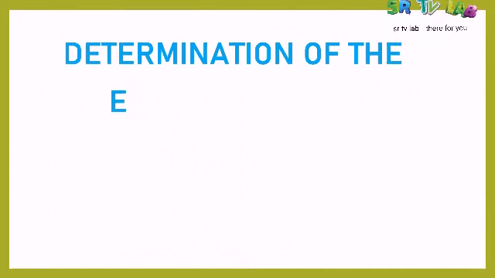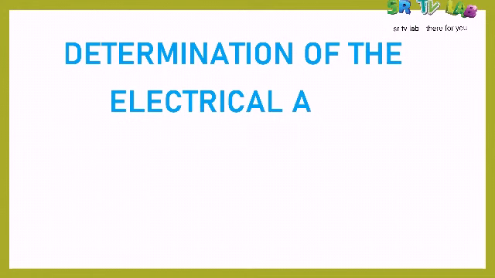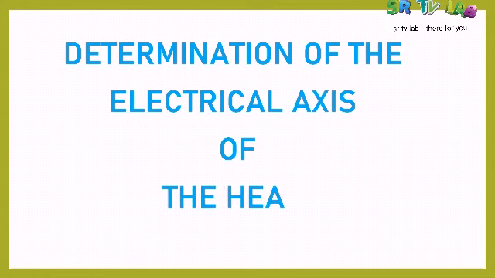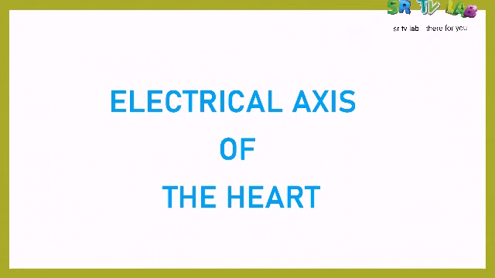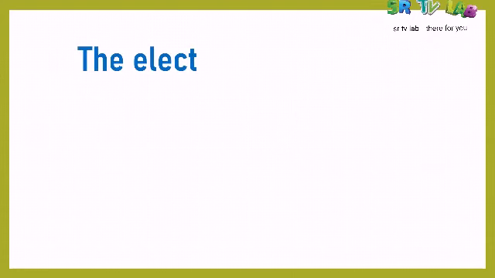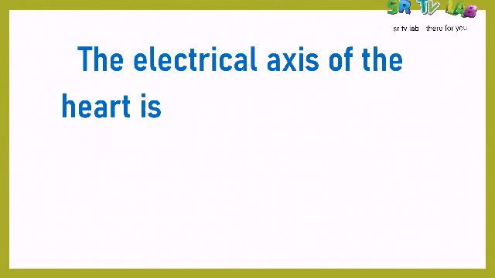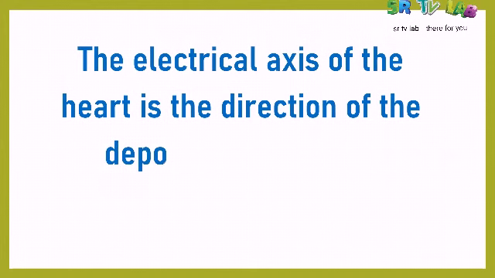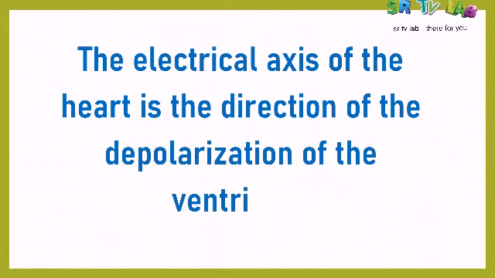Ladies and gentlemen, let's see how to determine the electrical axis of the heart. You may wonder, what is the electrical axis of the heart? Actually, the electrical axis of the heart is the direction of the depolarization of the ventricles. You know, ventricles are two big chambers of the heart.